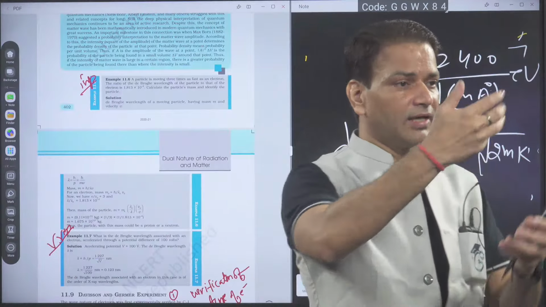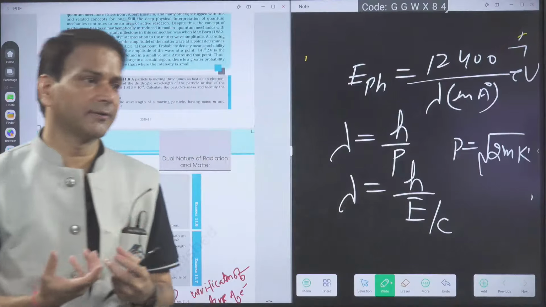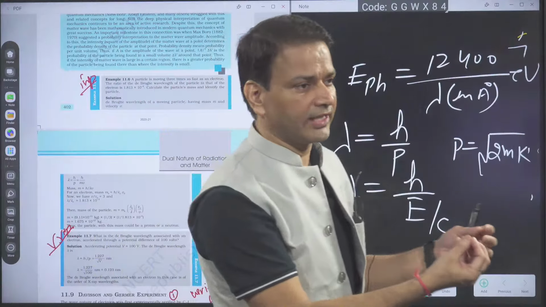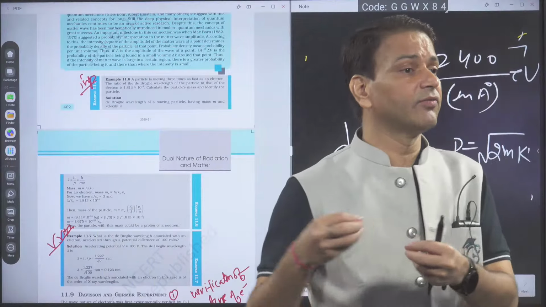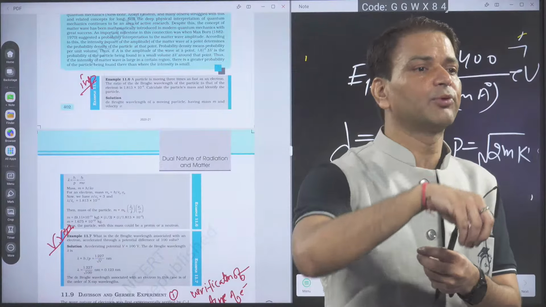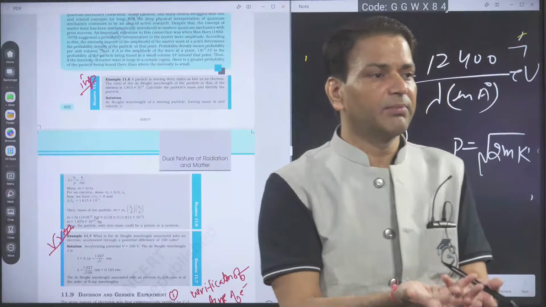Okay. So in this question they gave an electron, a positron, and a dust particle. In which case is it difficult to detect the de Broglie wave? The dust particle, because the dust particle's mass is more.